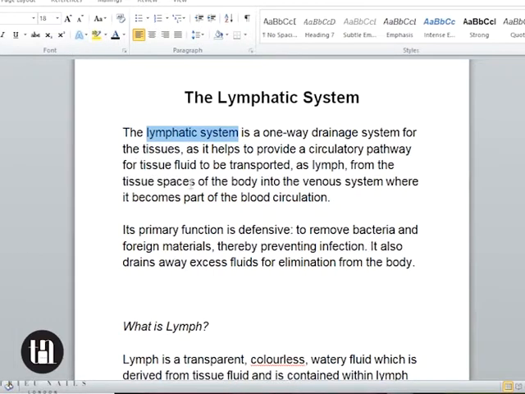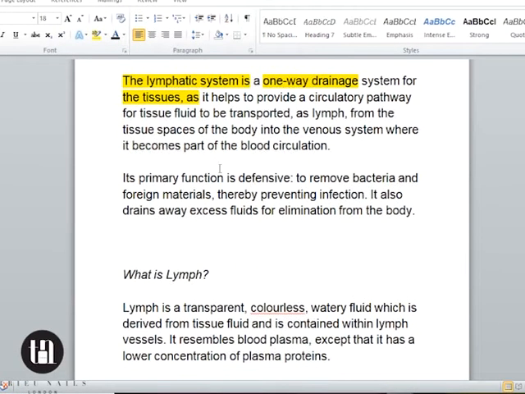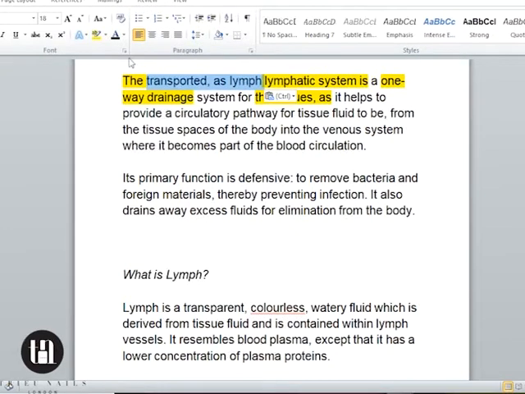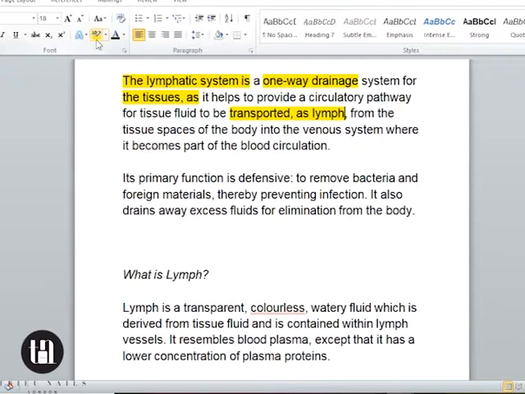Okay, so the lymphatic system is a one-way drainage system for tissues, as it helps provide a circulatory pathway for tissue fluid to be transported as lymph from the tissue spaces of the body into venous systems where they become part of the blood circulation. It's quite a big definition, but the lymphatic system is basically a one-way drainage system for tissues. They are then transported as lymphs from tissue spaces of the body into the blood circulation.